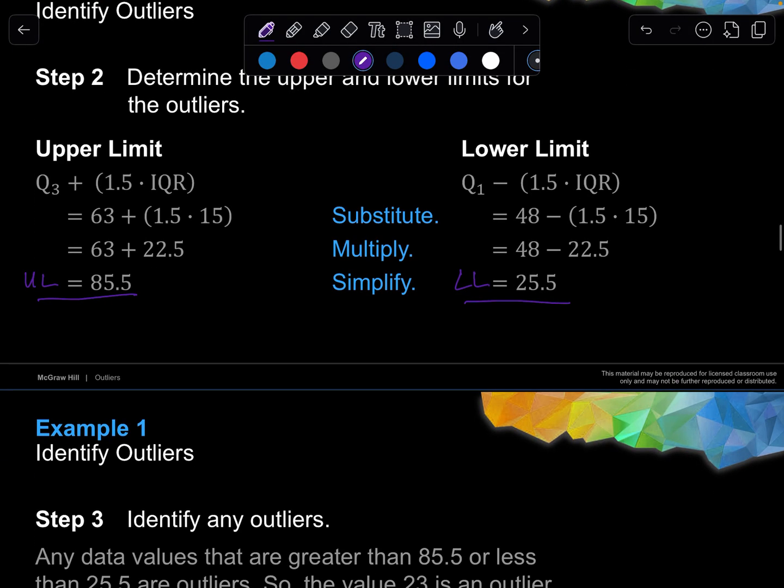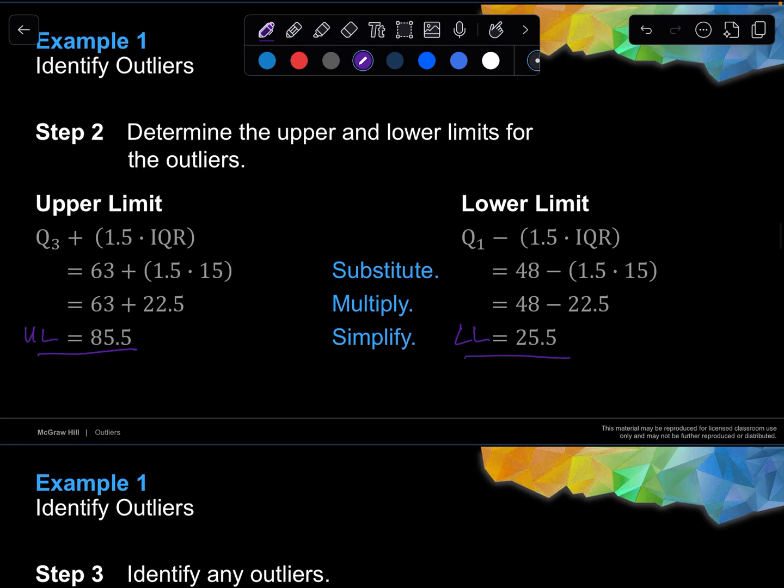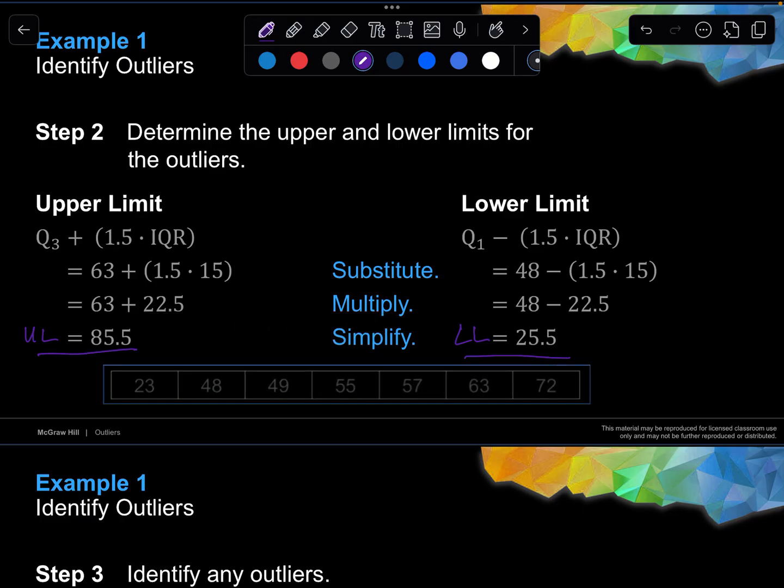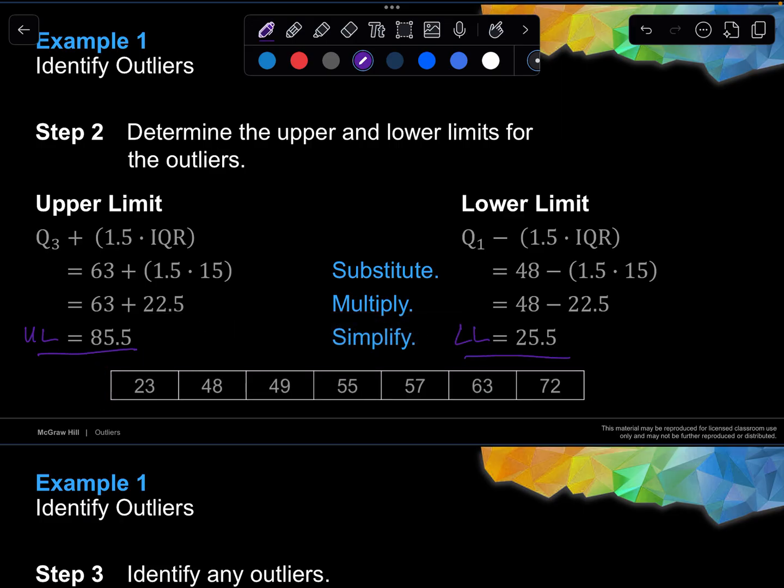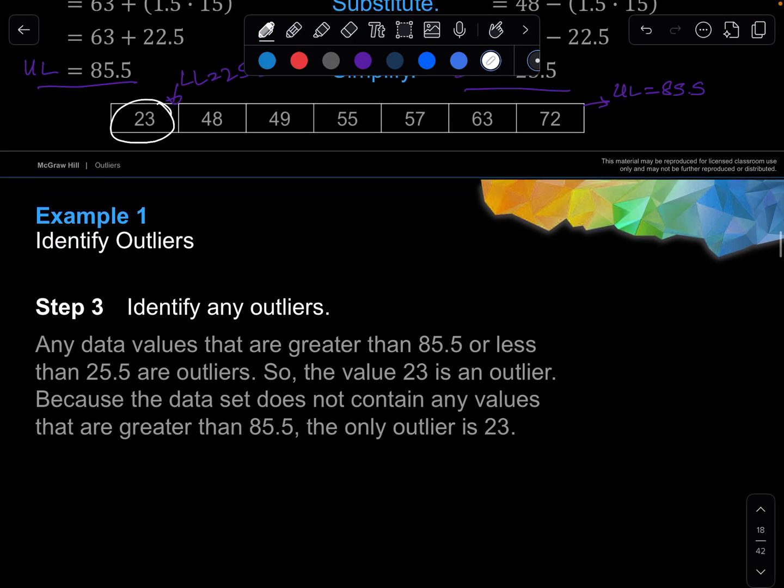Right? Now I'm going to identify my outlier. So let me put my data set back here. So you can see my lower limit is 25.5. That's going to lie between these two values. My upper limit is 85.5. That is beyond these two values, beyond the largest value that I have. Okay, so now I can tell from this that my outlier is going to be 23. As you can see, we have the value of 23 as an outlier.